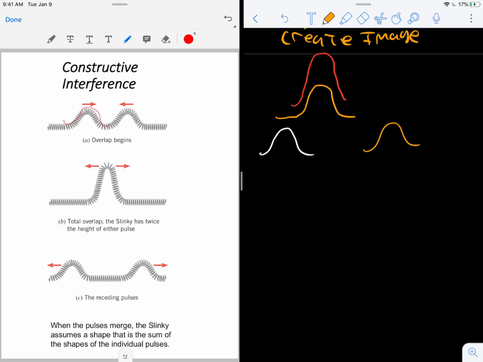So this is before they meet. When they meet, they're on top of each other, and they double in height. And then let's say that this is wave 1 here, this is wave 2. And after they meet, wave 2 is over here, wave 1 is over there. So they pass through each other.